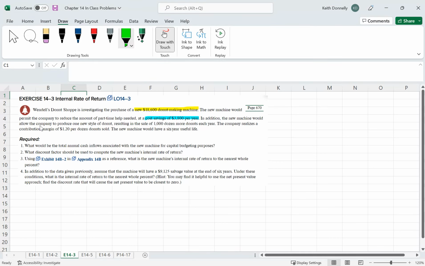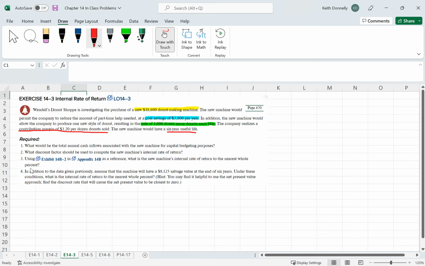In addition, the new machine would allow the company to produce one new style of donut, resulting in the sale of 1,000 more donuts per year. So we're saving money and we're making money. Looks like we have a contribution margin of $1.20 per dozen of donuts sold, and the new machine would have a 6-year life. Okay, so let's look at this.